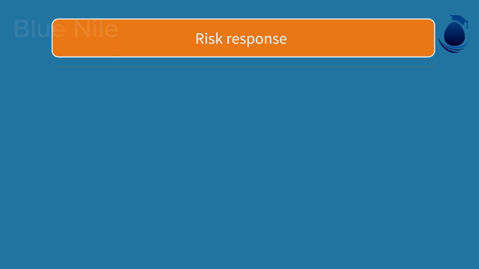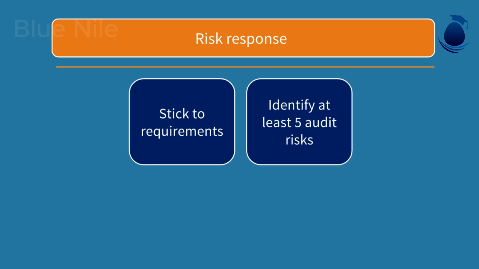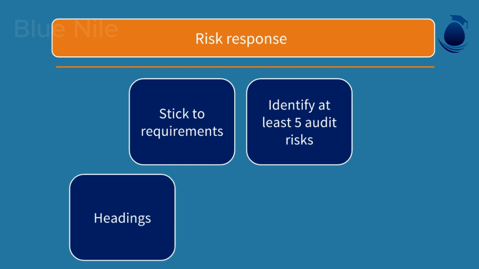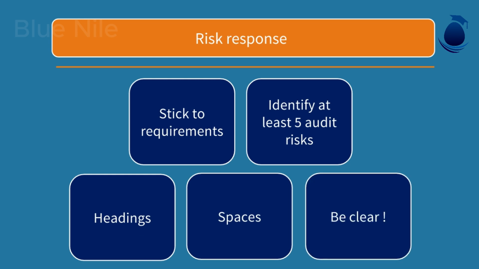There were many others you could have found, and the ACCA suggested answer gives you plenty to review. The key is to stick to the requirements. Identify and select 5 you feel most comfortable writing about, and then explain how they cause an audit risk. Use headings, space out your answer, and explain clearly both parts.